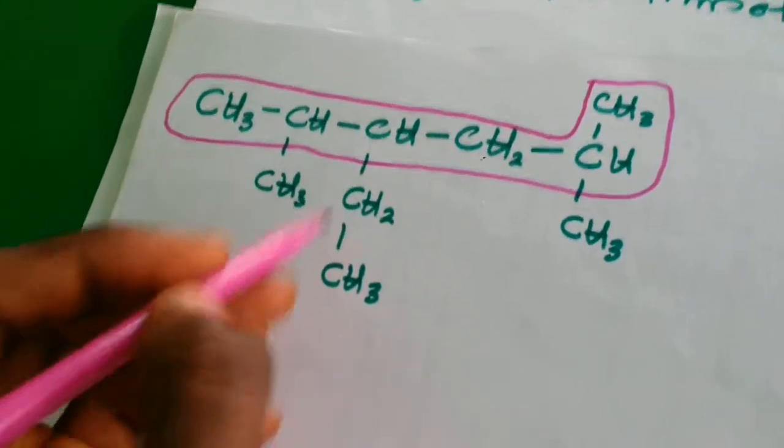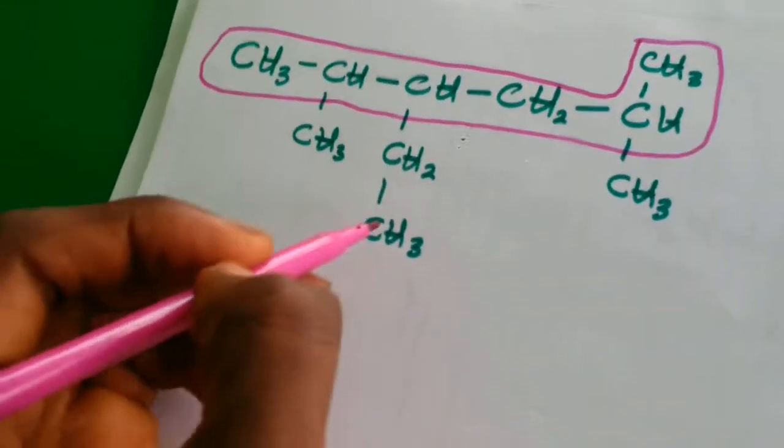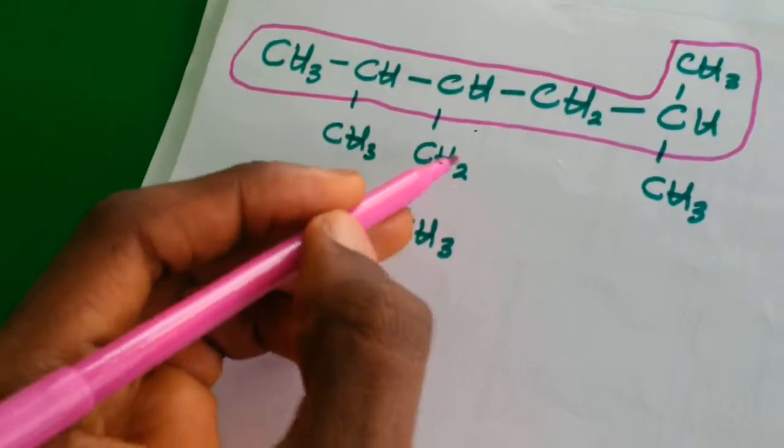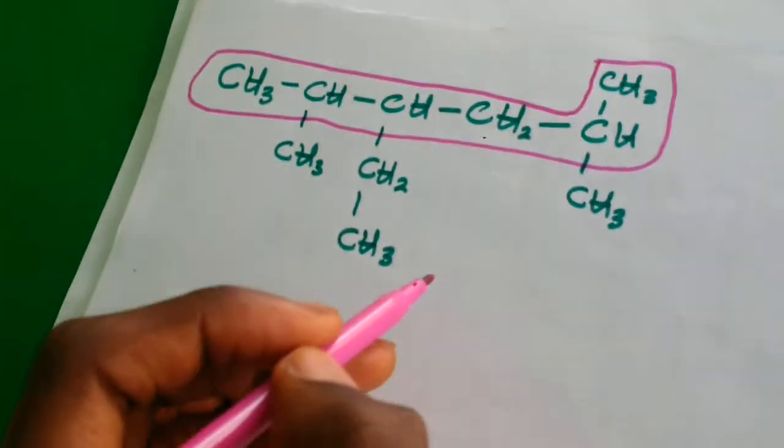This is an ethyl since it's 2 carbons. This is C2, 1, 2, then H5, 1, 2, 3, 4, 5. Then this is another methyl, CH3.